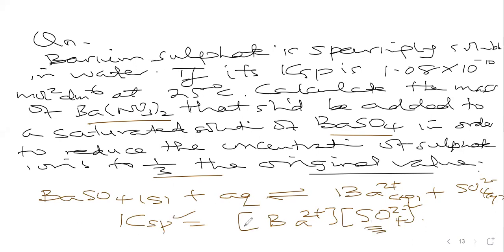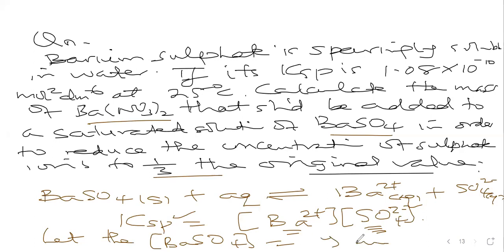So this is what we need to get. We are given the Ksp, we don't have this, but we need to make sure that everything is in one given letter, so that's why we are going to let, as I've told you, the molar concentration of barium sulfate, or the solubility, equal to Y moles per liter. So if it is Y moles per liter, according to this equation, each of these is Y. Not so?